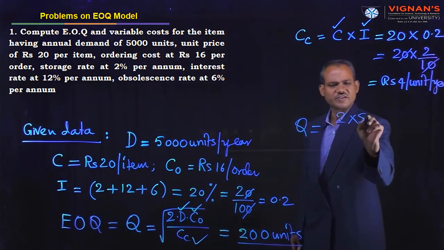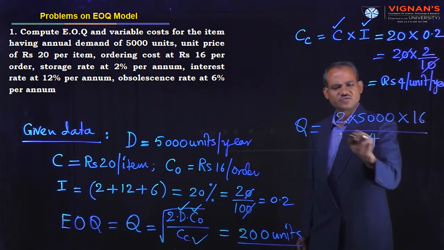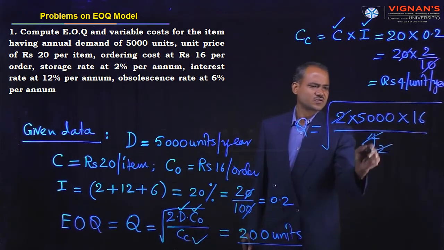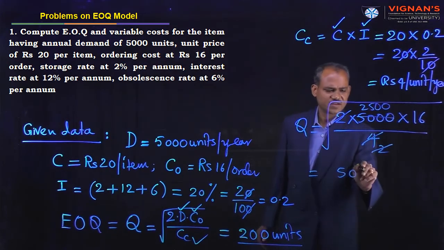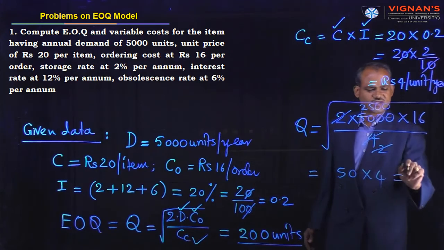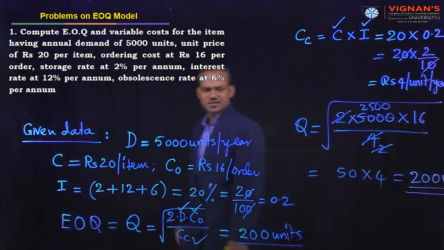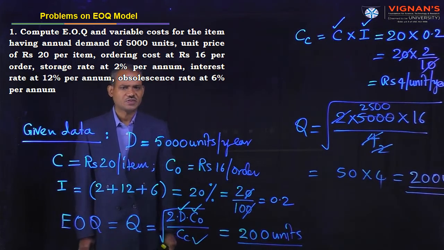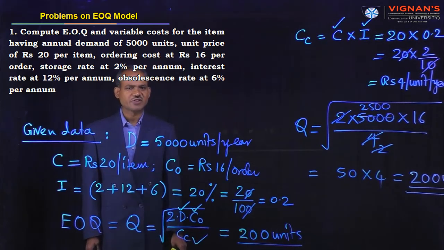2 into D, 5000, C naught 16, divided by CC, 4. This is under square root. 2 times 2500, square root of 50 into 16 divided by 4, 50 into 4, 200. Therefore, economic order quantity is equal to 200 units. That means we have to place an order of 200 units. Then only cost will be reduced. Which cost? Total inventory costs. Inventory costs are classified into 2 categories. One is carrying cost, second one is the ordering cost.